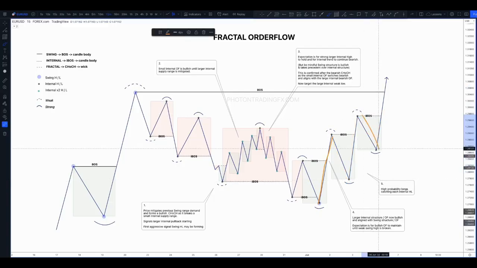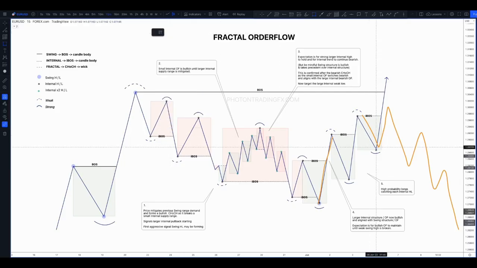And likewise, if it didn't, right? Imagine if we came up and then we switched bearish, then what would you expect? Then we would expect bearish order flow to hold until the downside, right? And we can draw those on as supply ranges, right?